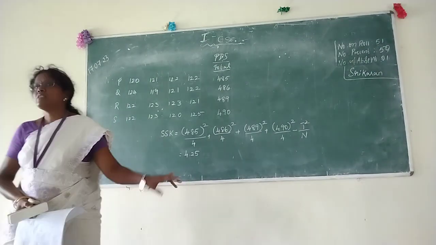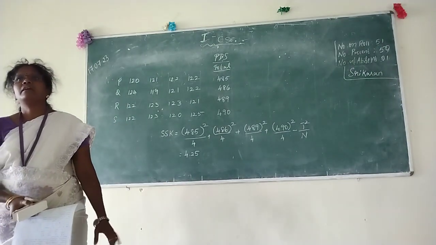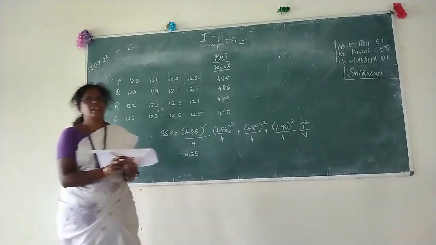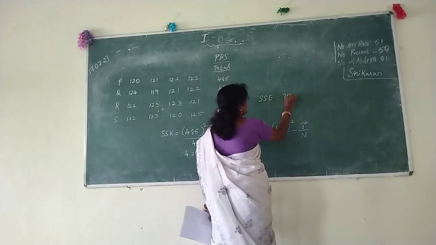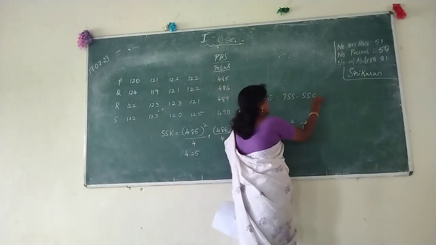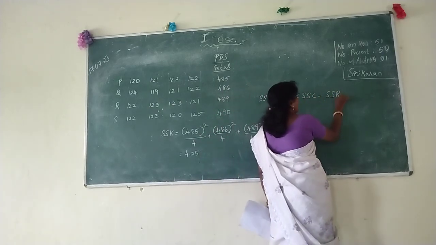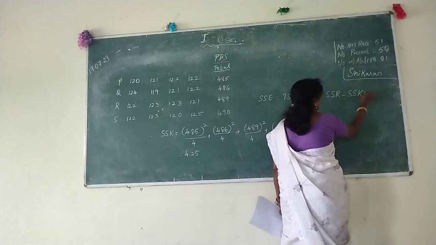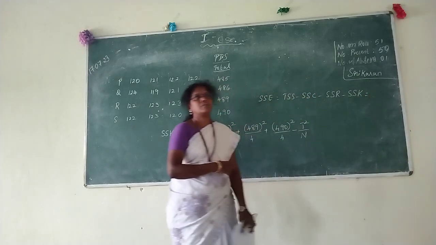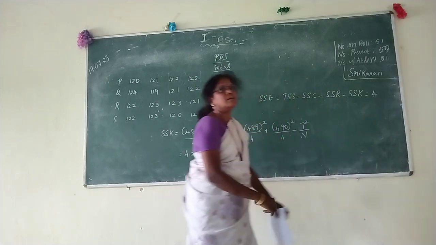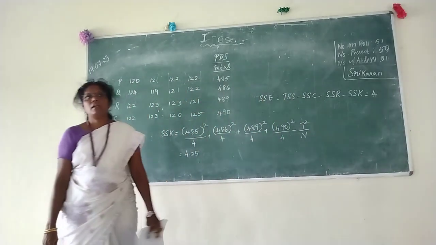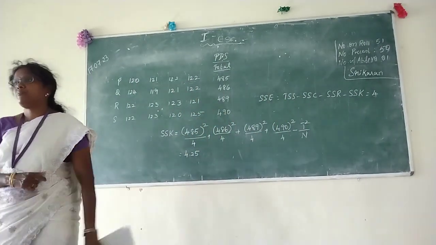Completed, ma? What is the next one you have to discuss? SSE. Error. SSE is equal to TSS minus SSC minus SSR minus SSK. Error is equal to 4.